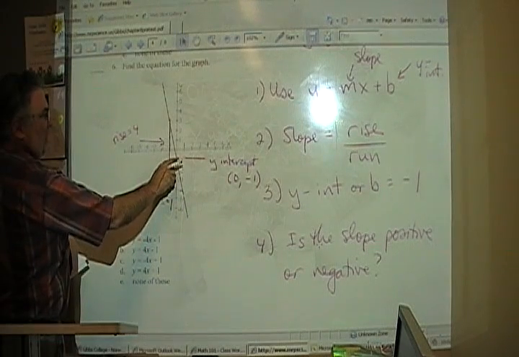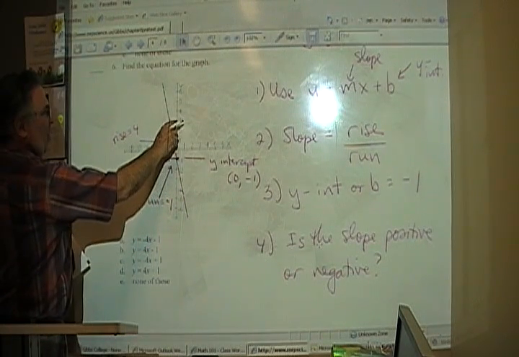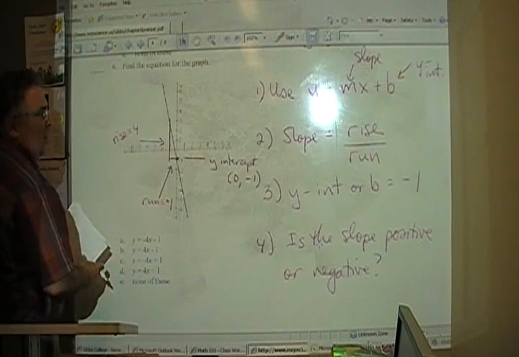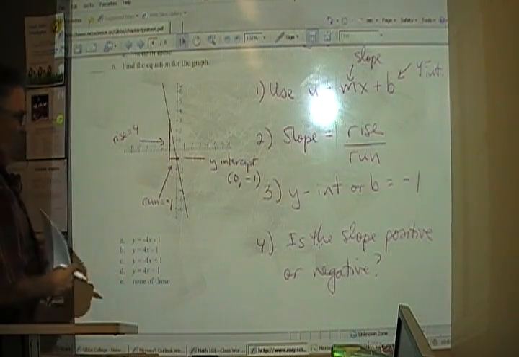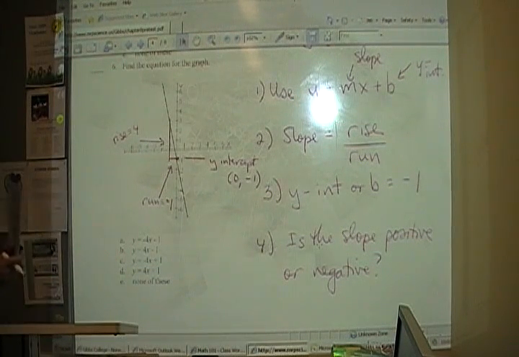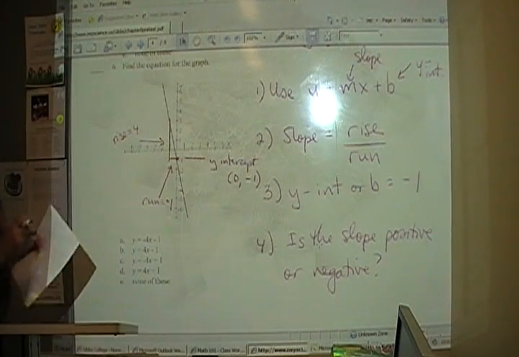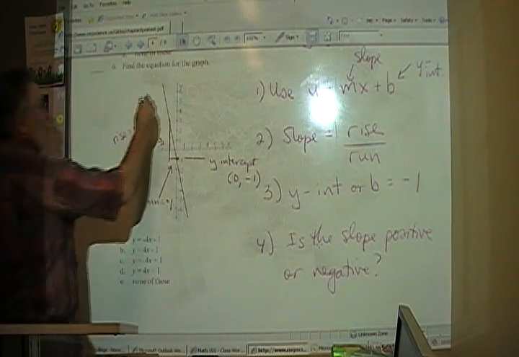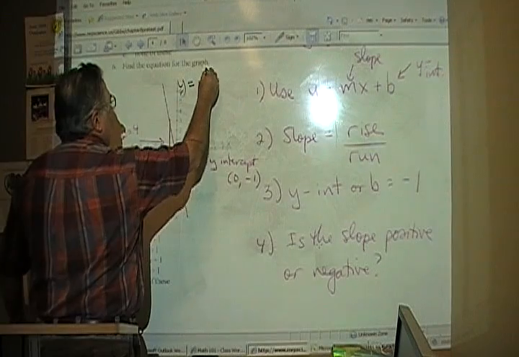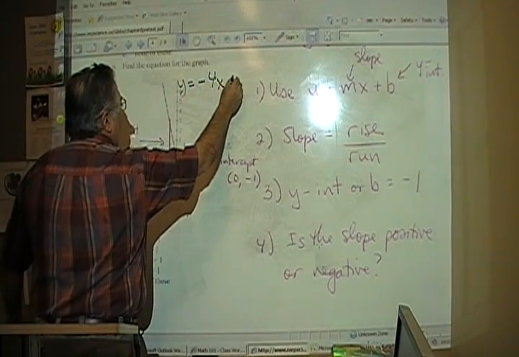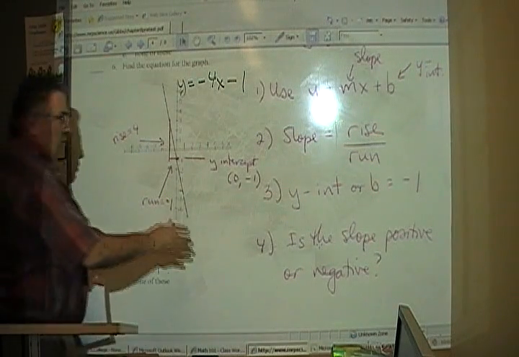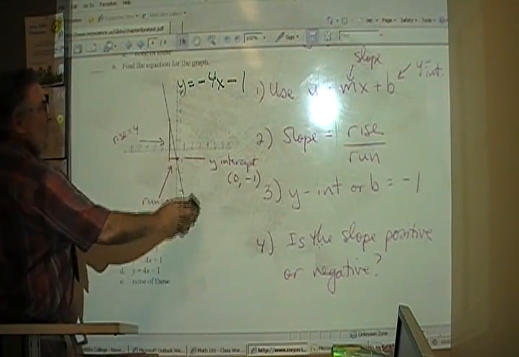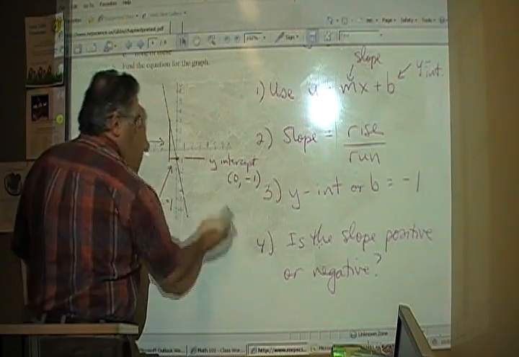So I could count up 1, 2, 3, 4, and over 1. So then my rise would be 4, and my run would be -1. And so that gives me a slope of -4. And so then the equation in the end would be y equals -4, that's our slope, x, minus 1, which is our y-intercept. Okay, so remember, if you see the line going downhill, it's a negative slope.